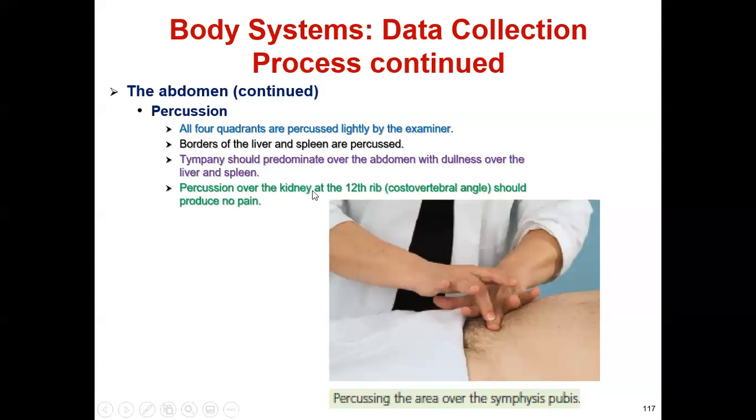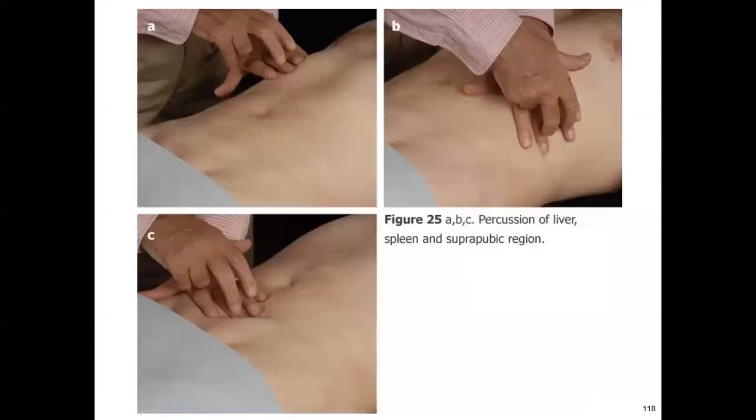Percussion over the kidney at the 12th rib, which we call the costovertebral angle, should produce no pain. It is the normal finding. Here in the first picture, we can see the percussion of the liver. Second picture, percussion of the spleen. And the third one, percussion of the suprapubic area. If the patient has any complaint like urinary tract infection, they will complain about pain.